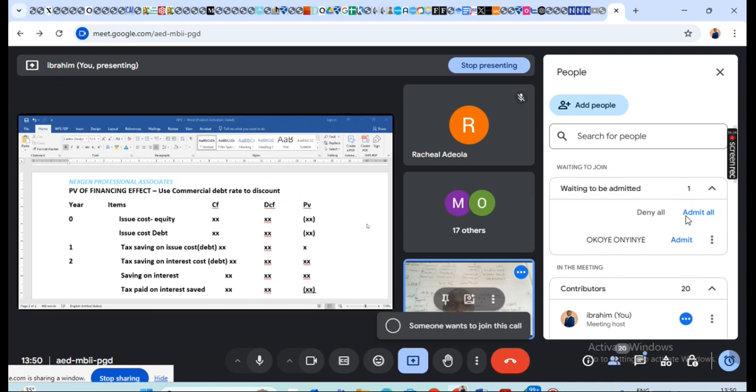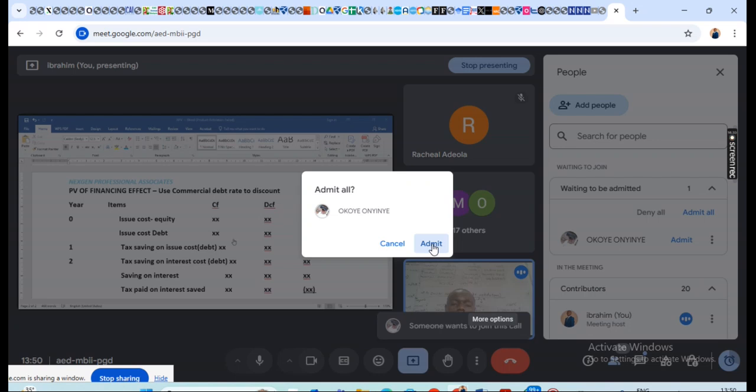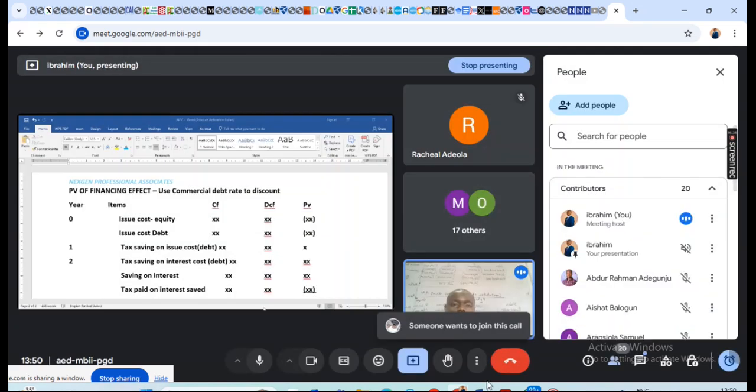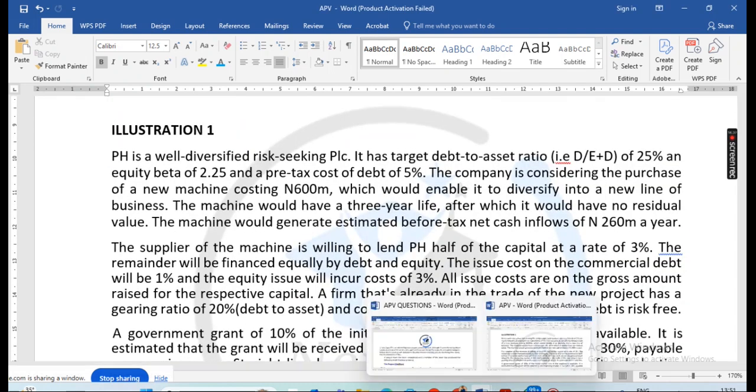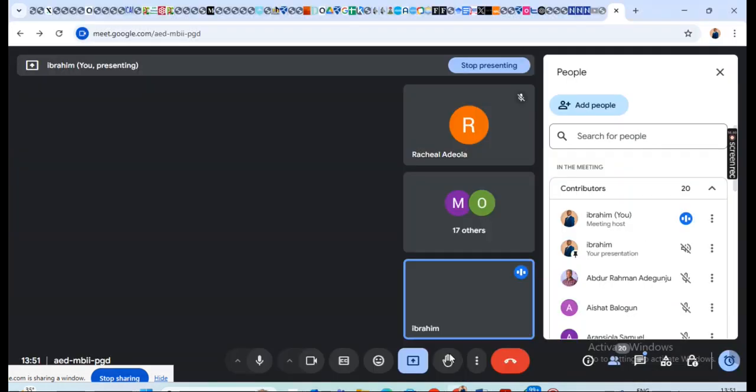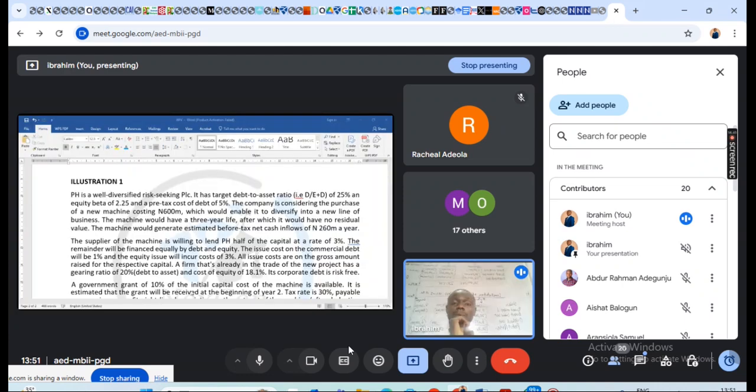I think I have one question. So, we'll solve one today, then the other one we'll solve in our next class. Okay, illustration one. So we have to analyze this question, right? Then we will also apply the principle.